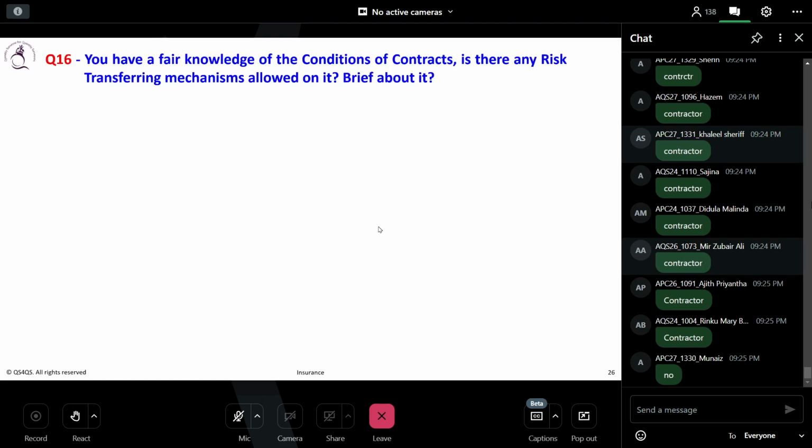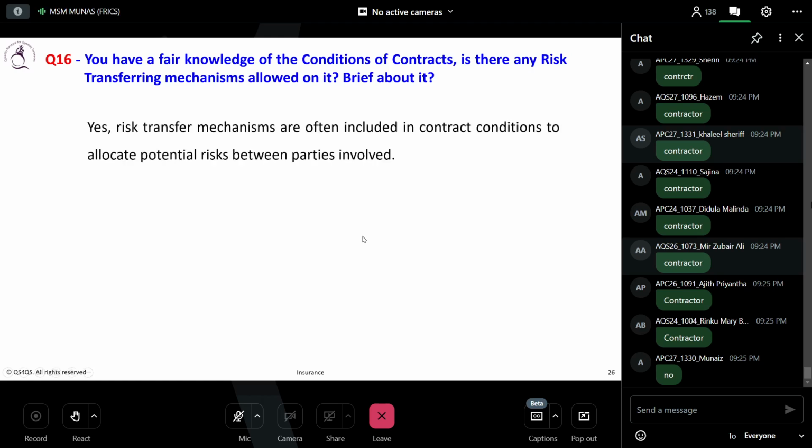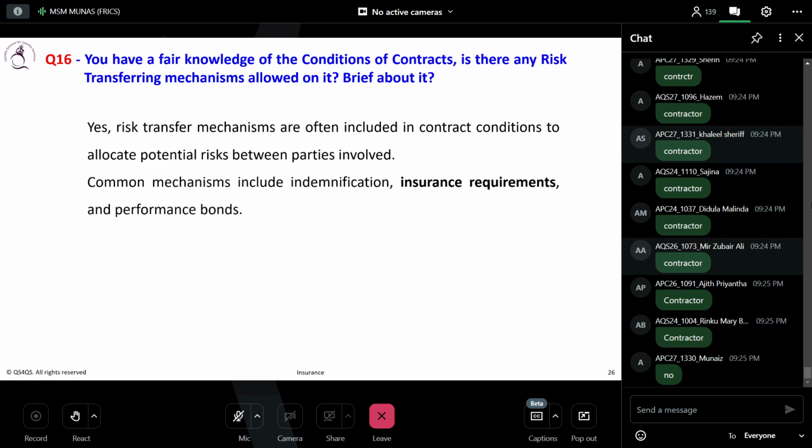So you know that the risk, we have one risk transfer mechanism, which is insurance. So yes, you can transfer the risk through insurance. Also, some risk we can manage by the bond, which is financial insurance. So we have the performance bond. Do you remember, last class we discussed all of them? Yes or no? Yes.